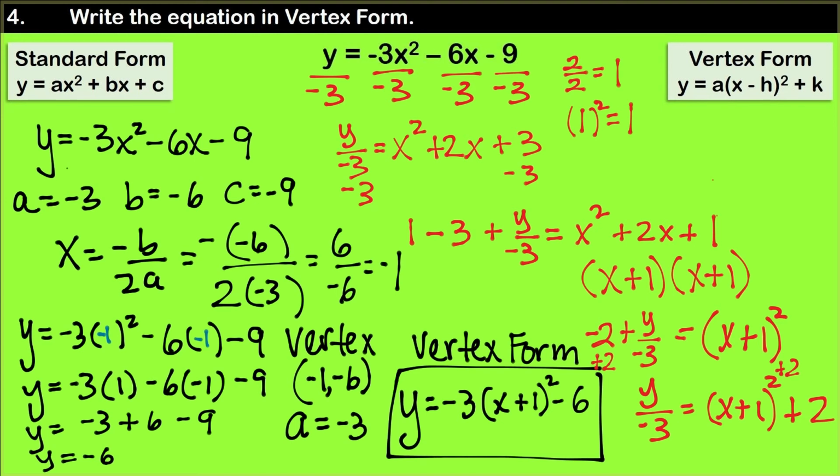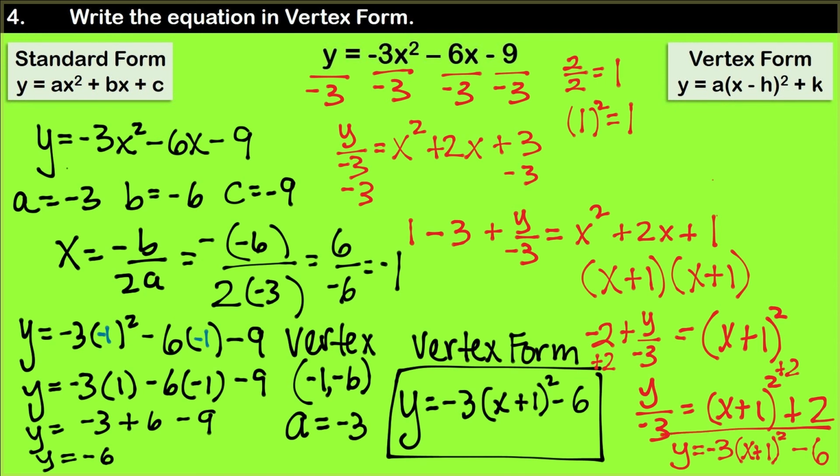Since I have that negative 3 underneath the y, I need to multiply every term by negative 3. So on the left-hand side, when I multiply by negative 3, the negative 3 on the bottom will be divided out by the negative 3 that I'm multiplying by. And I'll have negative 3 divided by negative 3 is y. And then the quantity x plus 1 squared, when I multiply that by negative 3, I will have negative 3 times x plus 1 squared. And finally, when I take the 2 and multiply it by negative 3, I will get negative 6.